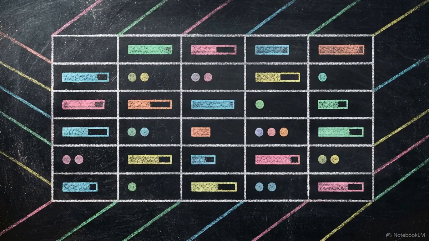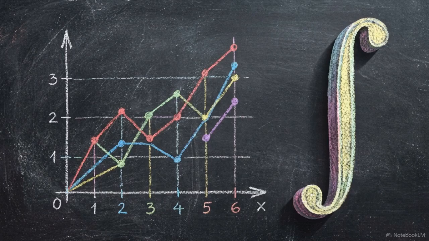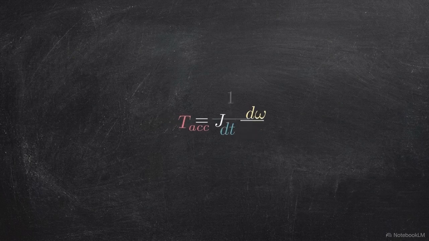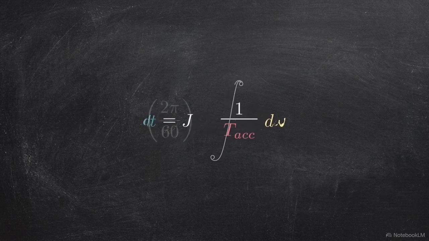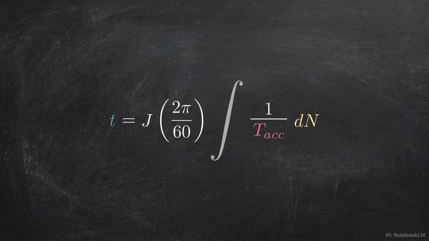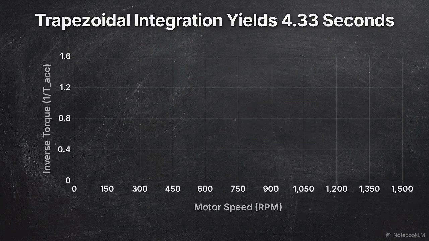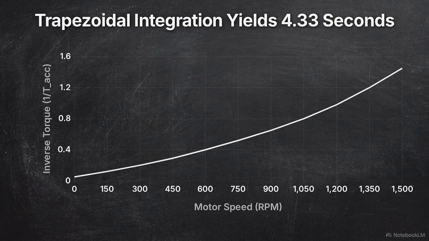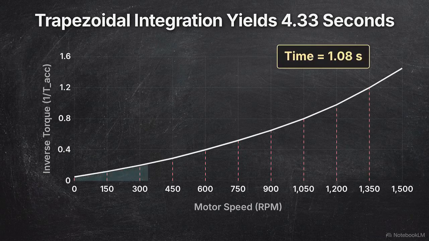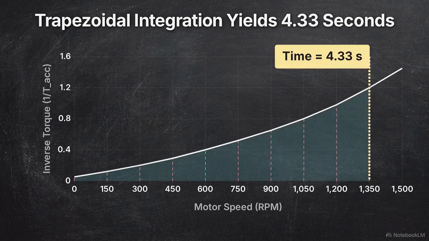With a fully populated table across the entire speed range, we now have the data points required to perform a standard numerical integration to find the total time. By rearranging our dynamic equation and converting our speed to RPM, we get the integral for time. We are essentially calculating the area under the curve of 1 over the acceleration torque with respect to speed. If we use the standard trapezoidal rule to integrate across our 150 RPM intervals, we calculate the average of the inverse torques for each section and sum them up. Following this method until we reach 1350 RPM gives us a total time of 4.33 seconds.